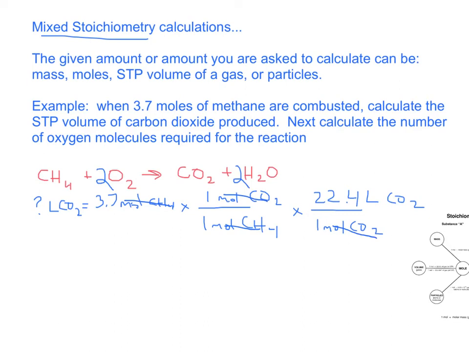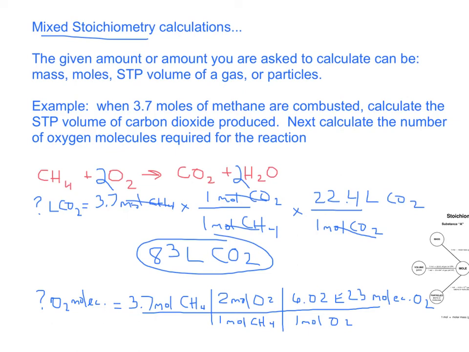And then it's just a matter of taking the 3.7 times the 22.4 to come up with the answer. And this one works out to 83 liters of CO2. That would be the amount of carbon dioxide produced if we combusted 3.7 moles of methane.